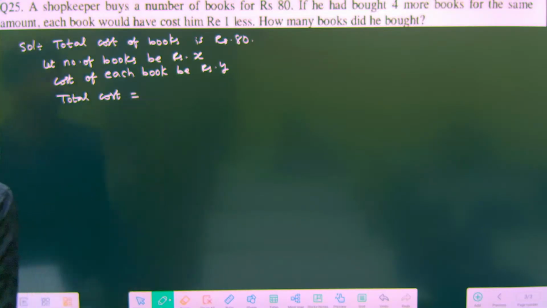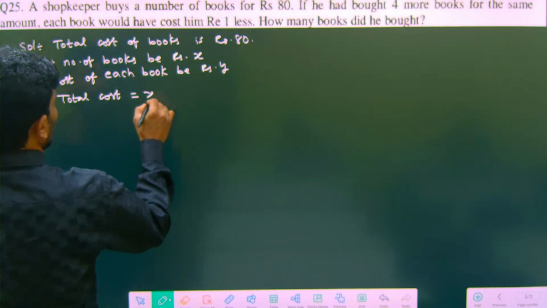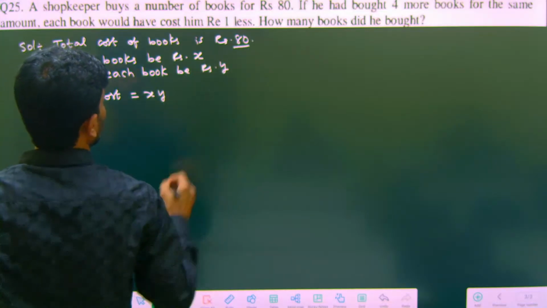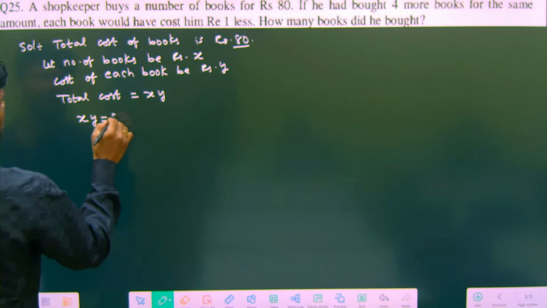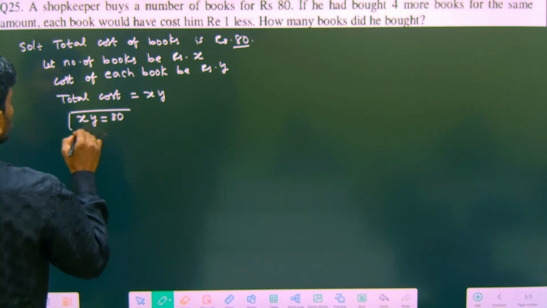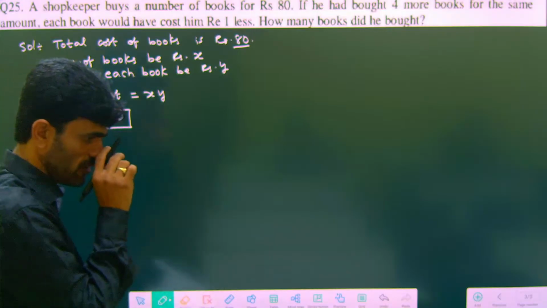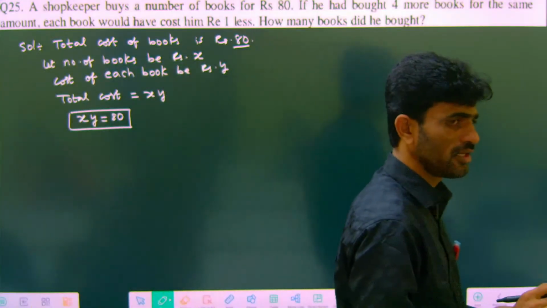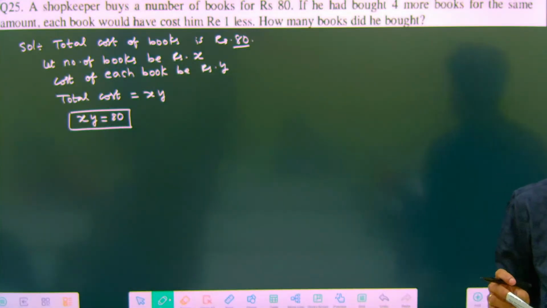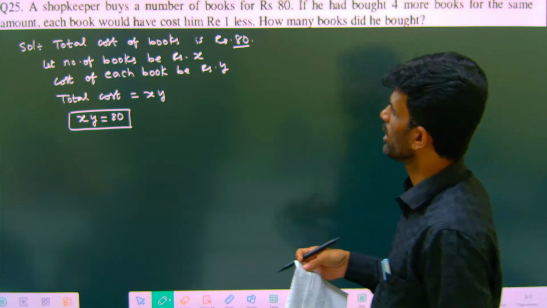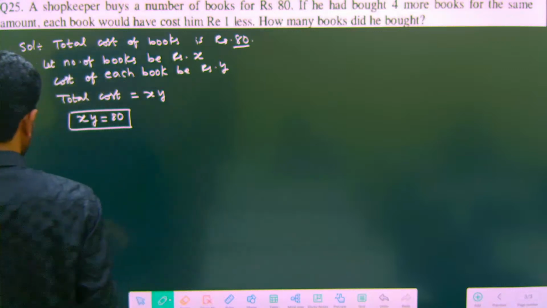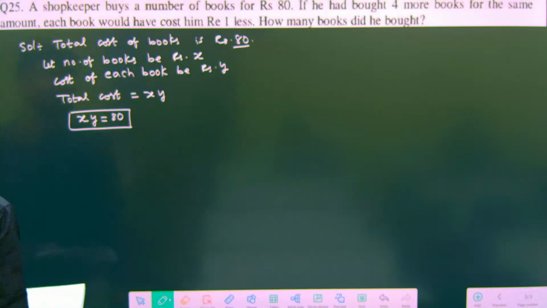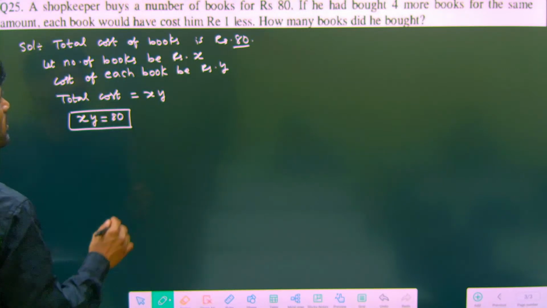Then how do we get the total cost? Remember, total cost is equal to number of books into cost of each book. So that is x into y. They have given the total cost as 80 rupees, so x into y is equal to 80 rupees. This is one equation. Whenever total cost comes, it is number of articles into cost of each article. Number of articles is x, cost of each article is y, so total cost is x into y, which is 80. That is equation 1.